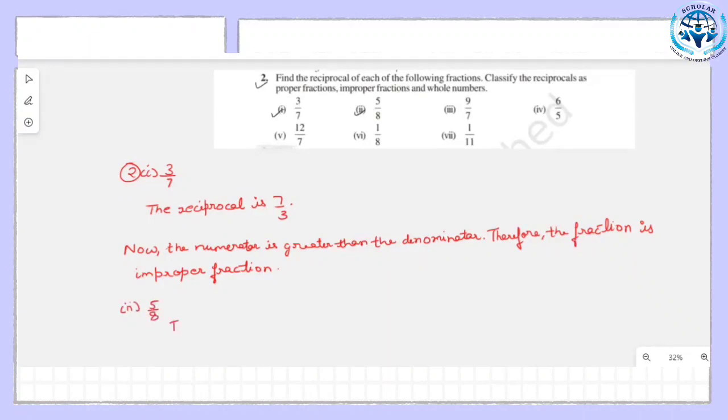Fraction is 5 by 8. The reciprocal of 5 by 8 is 8 by 5. Numerator is greater than denominator in the reciprocal, that means the fraction is an improper fraction.